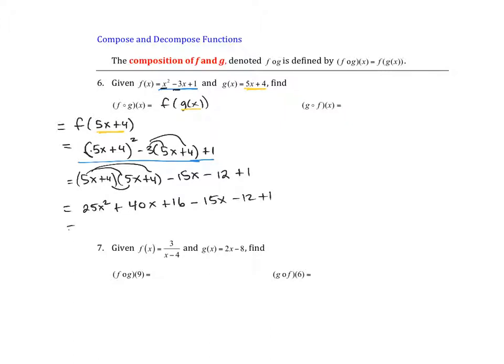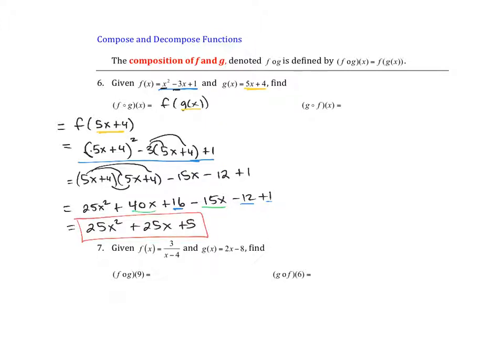And then I'm just going to clean this up. I've got 25x squared, combining like terms. Let's see, what do I have for x's? So 40 minus 15, that would be plus 25x. And then looking at just my numbers here, 16 minus 12 is 4, and then plus 1, that would give us plus 5. And that's how you compose functions.